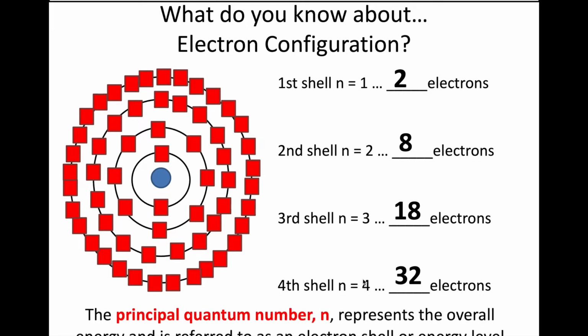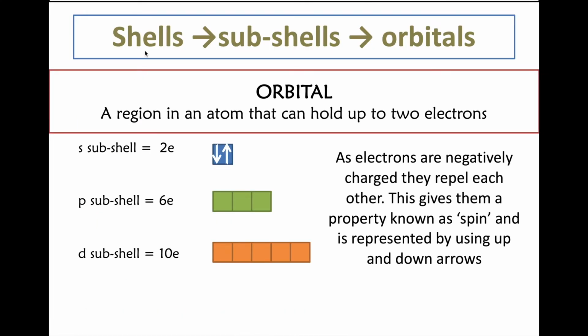Now, each shell is divided into subshells, and those subshells are divided into orbitals, and each orbital only contains 2 electrons, and their spin is in opposite directions so that they repel each other less, because electrons are both negative, so they will repel.